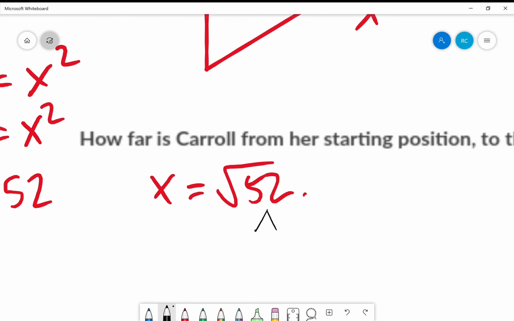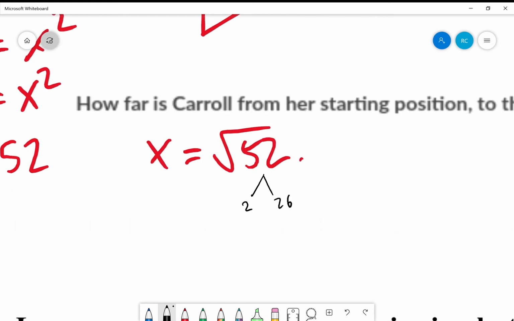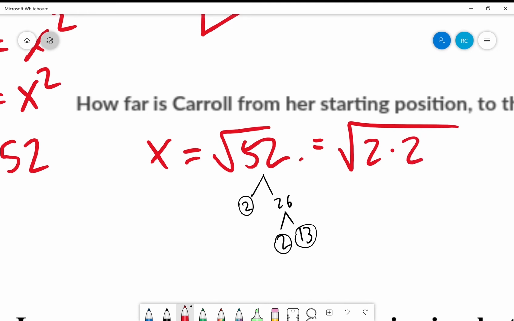So 52 is an even number, so at the very least it's divisible by 2. 52 divided by 2. Well, 50 divided by 2 is 25, and 2 divided by 2 is 1, so that would be 26. Well, 26, that's 2 times 13. Prime, prime, prime. So what we have is the square root of 2 times 2 times 13. I'm double checking on my calculator just to make sure I haven't made a mistake. 2 times 2 times 13 is indeed 52.